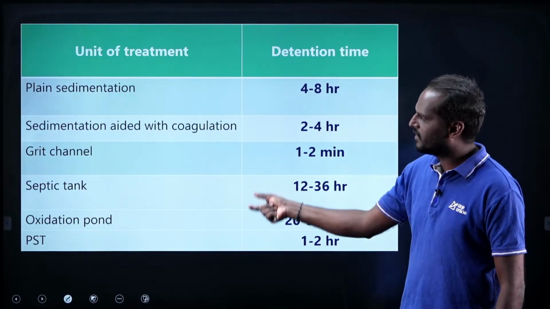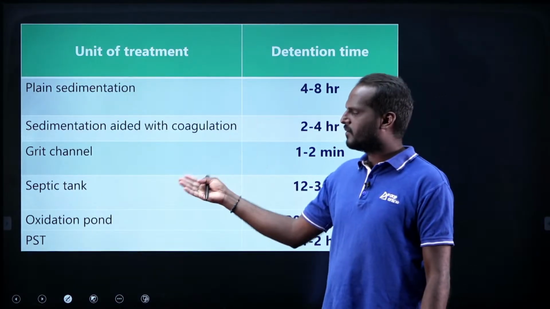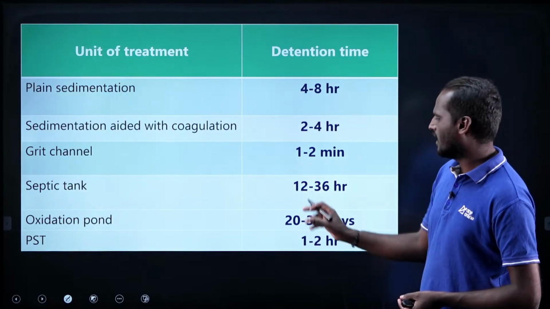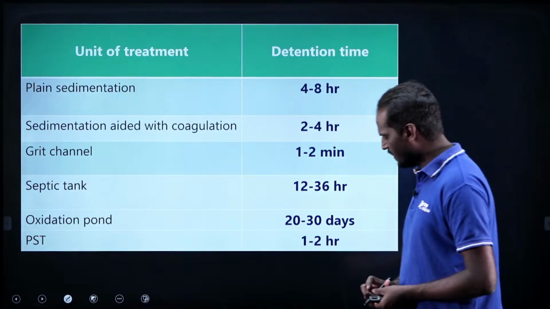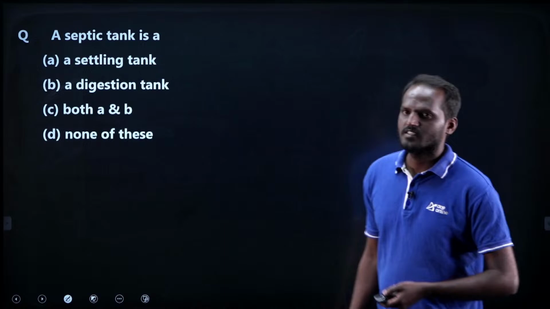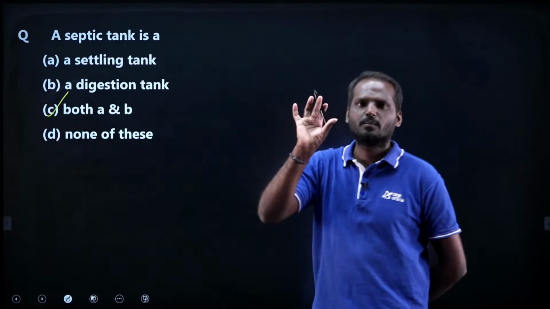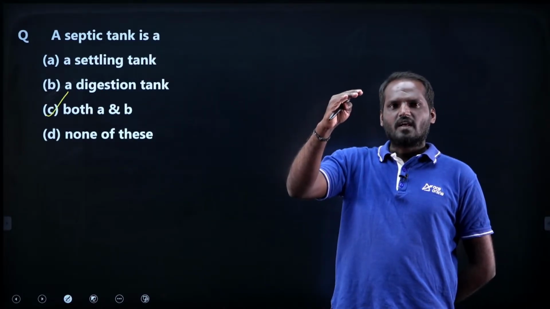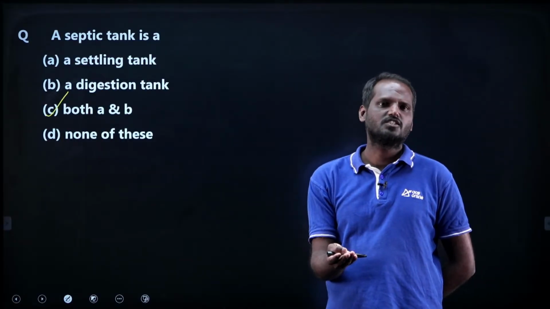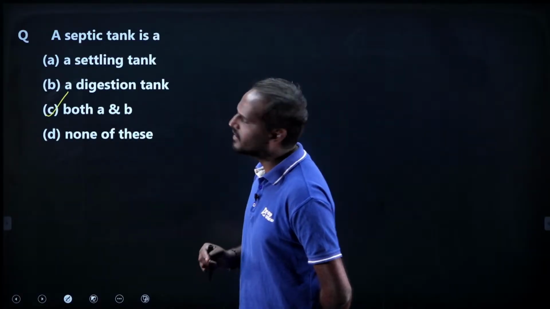In the given list of treatments, oxidation pond is having the long detention time. Sometimes they may ask you which of the treatment is having long detention time, that is oxidation pond. PST, primary settling tank, in the waste treatment 1 to 2 hours is detention time, right? This is about various units. Okay, a septic tank is a settling tank as well as digestion tank, both A and B. Don't confuse here. In the septic tank settling happens, but at the bottom of the tank sludge is accumulated. There you can see digestion of the settled sludge. Therefore, both A and B can happen in a septic tank, right?